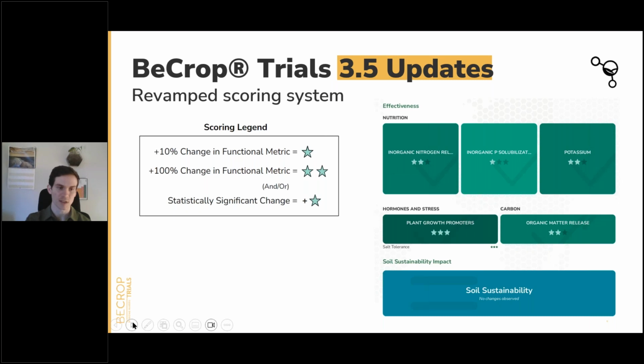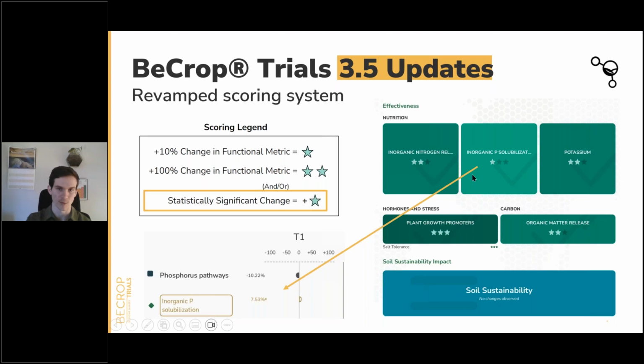And just to go through some examples here, on the bottom here, we're going to show excerpts from this exact report. So for inorganic phosphorus solubilization, this is the excerpt from that actual section in the report. And we see that metric, these are the microbes that unlock phosphorus, increased by only about 7.5%. But if we see it outlined in orange, that indicates it was a statistically significant change. So that's why 1 star was assigned, because it met this threshold for statistical significance.